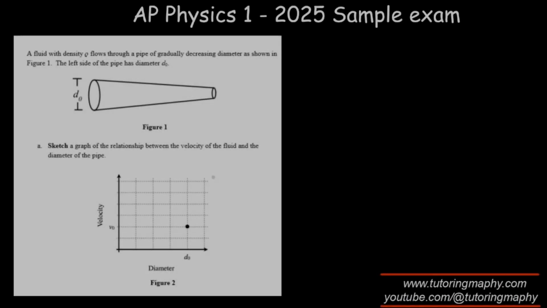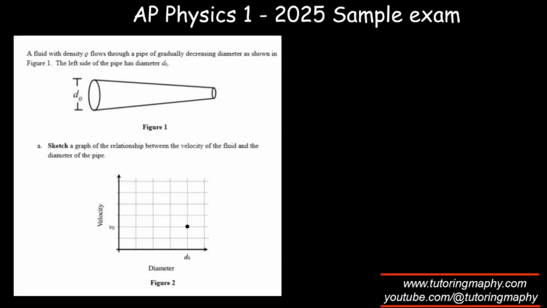Right, this is a question based on fluid mechanics that has recently been included in AP Physics 1 from this year. It says that there's a fluid with density rho that flows through a pipe of gradually decreasing diameter, as shown in the figure. On the left side of the pipe is a diameter of d naught. Sketch a graph of the relationship between the velocity of the fluid and the diameter of the pipe.